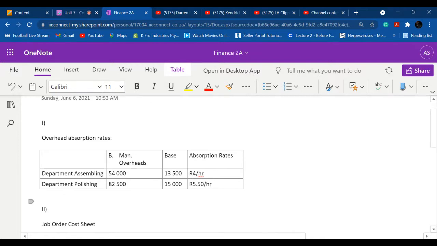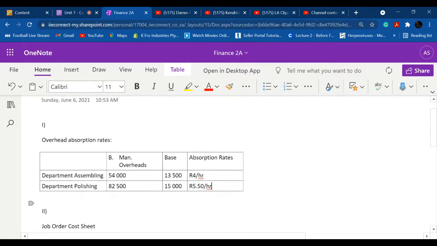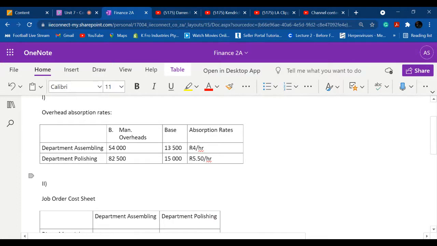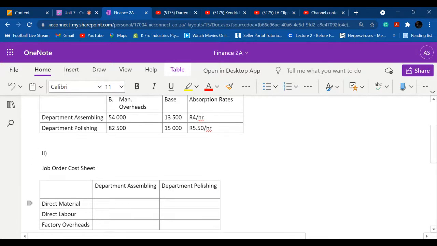We have our absorption rates, and remember we use these absorption rates to calculate manufacturing overheads. So now we come and we say part 2. What are they asking us? To now calculate the cost of the job. So this is the job order sheet. I think it's TT. Is it TT? Yeah, TT321.